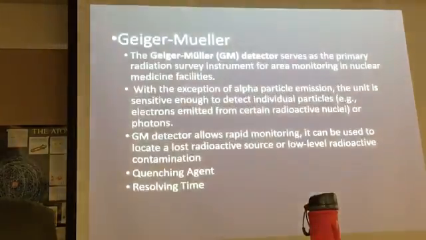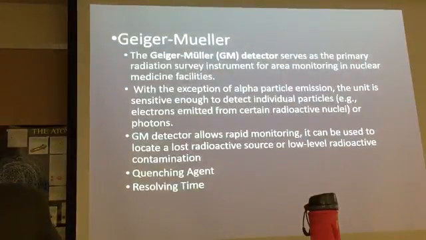All right. So Geiger Muller. The Geiger Muller detector serves as a primary radiation survey instrument for area monitoring in nuclear medicine facilities. It's used everywhere. It's also used in nuclear power plants. It's used anywhere where you're going into an area where you suspect contamination, where you don't really care what the accurate amount of radiation is. All you want to know is: is there radiation here or not?